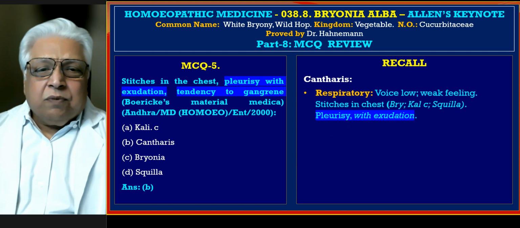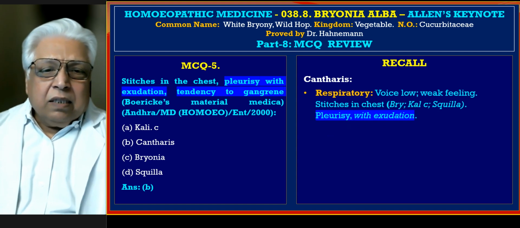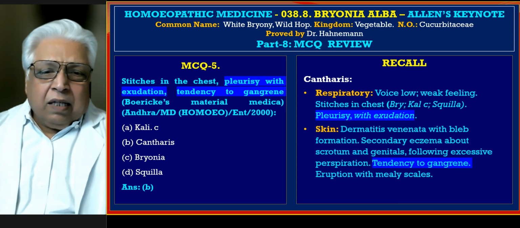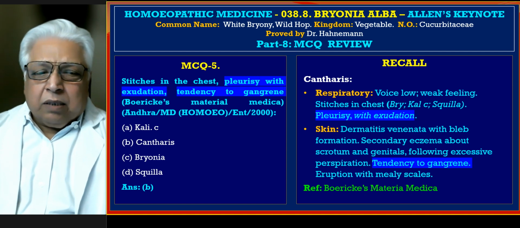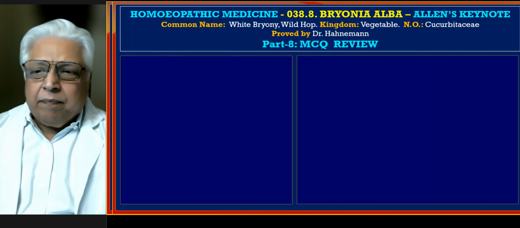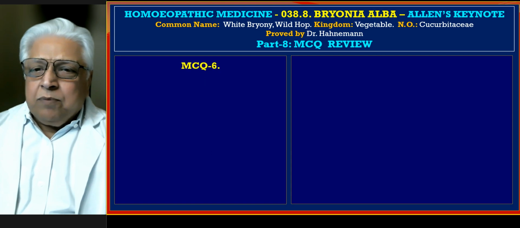Our references are coming up. Under Cantharis we find respiratory. In the respiratory system, pleurisy with exudation is there, and in the skin section we find tendency to gangrene, and this reference is coming from Boericke's Materia Medica. MCQ 6.